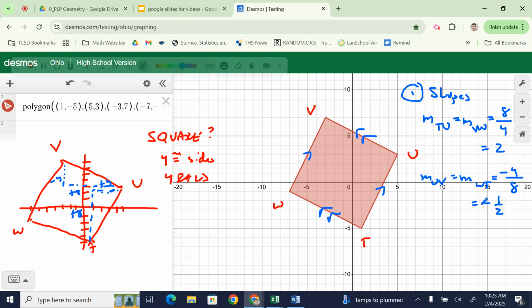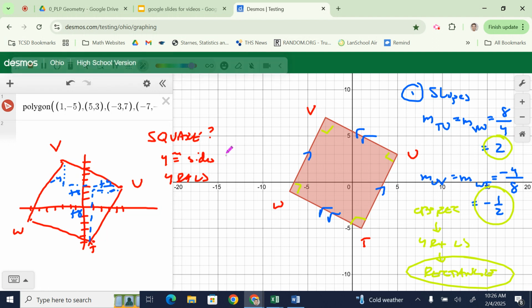That gives you -1/2. And if you look here, we have a slope of 2 and a slope of -1/2. Those are opposite reciprocals. And if those slopes are opposite reciprocals, then that means that these 4 angles are going to be right angles because all the sides are perpendicular. So opposite reciprocal means we have 4 right angles, which means we are a rectangle. Okay, so that's the first thing that we do.